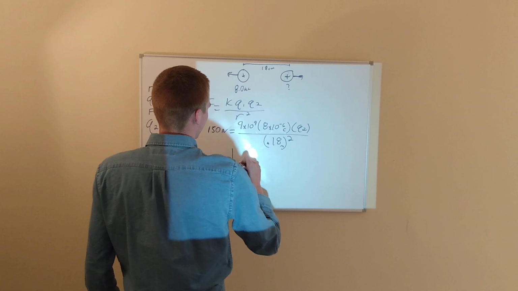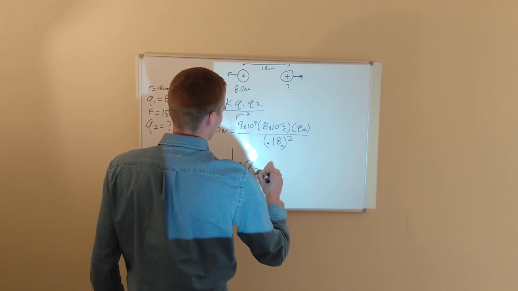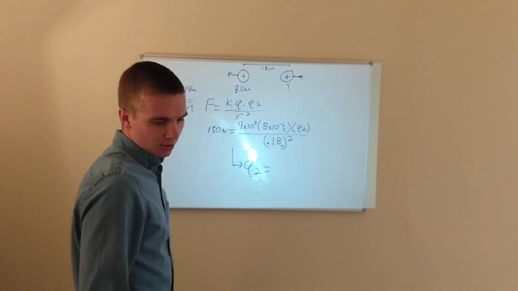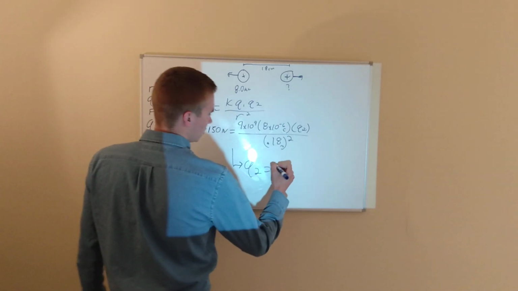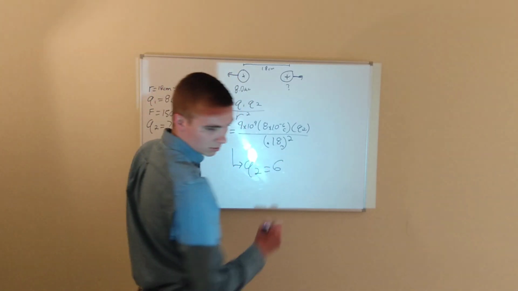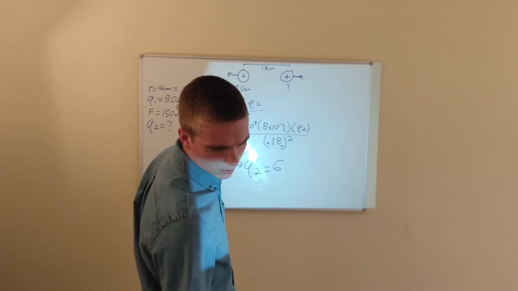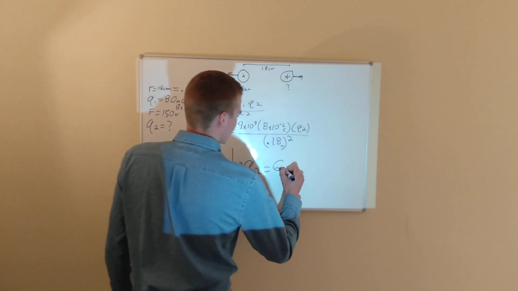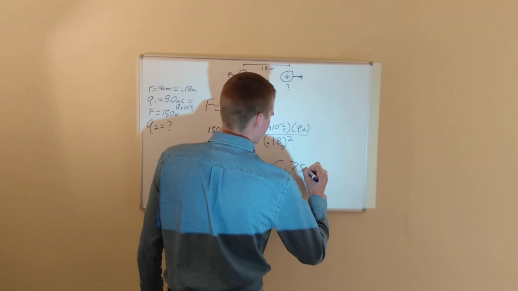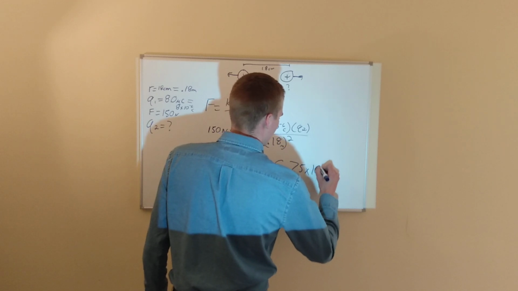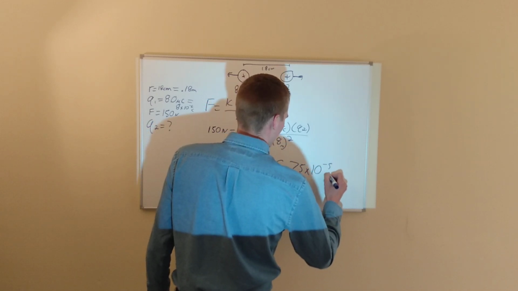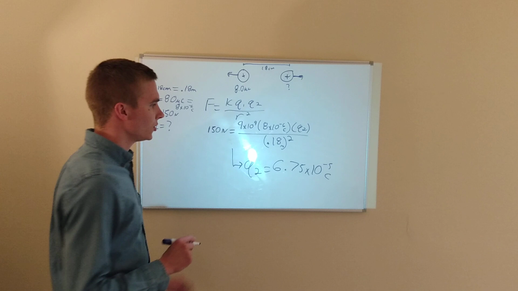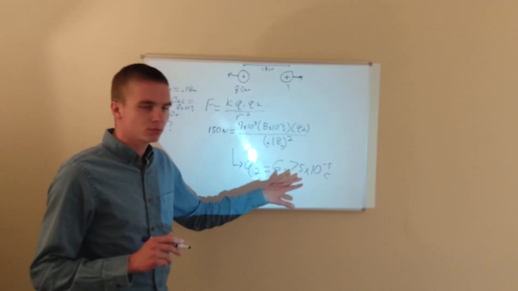And when we solve for Q2, we get a value of 6.75 times 10 to the negative 5 coulombs. Now, this would be an acceptable answer, okay?